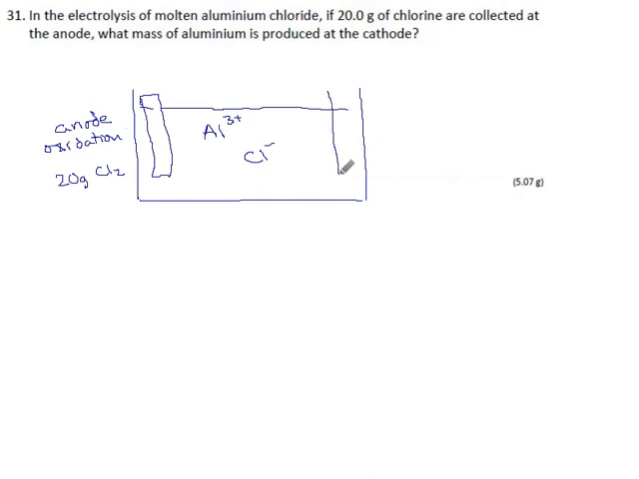Over on the other side, aluminum is going to form. We're going to have, on this side, chlorine's getting oxidized. On this side, something has to be reduced. Presumably, it is aluminum-3 getting reduced to solid aluminum. So here's our cathode reaction. And they want to know how much aluminum is involved.